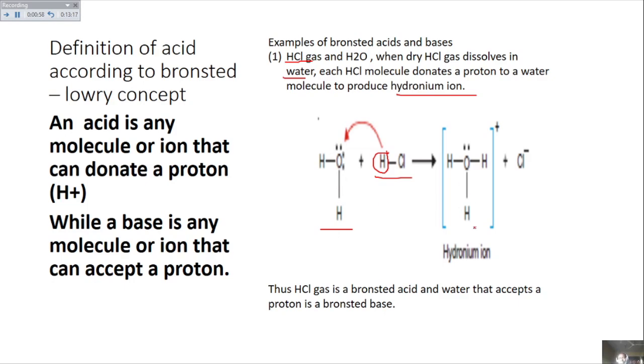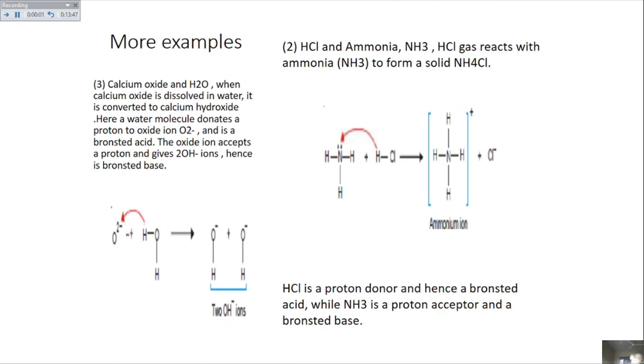Therefore, see what happened. It formed hydronium ion because it has already taken one what? Hydrogen ion from hydrogen chloride gas. The HCl itself becomes Cl minus. In this particular case, thus HCl gas is a Brønsted acid, and water that accepts a proton is a Brønsted base. You see now, water can even behave as a base according to what? Brønsted-Lowry concept. Good. So I can move on now.